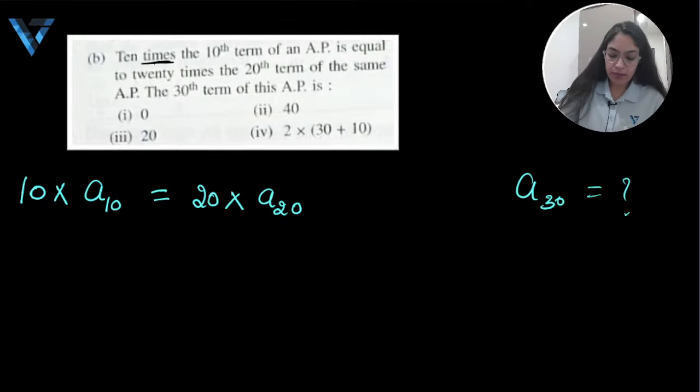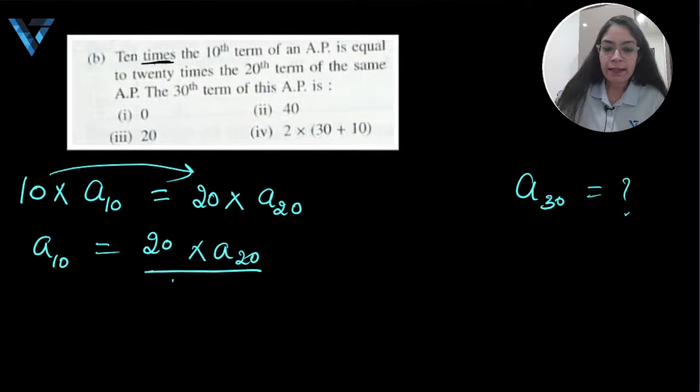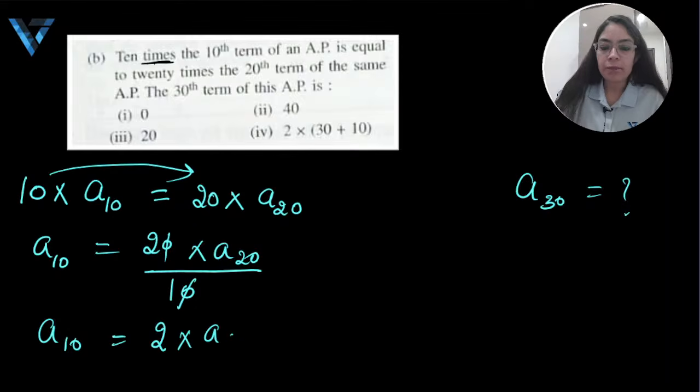So we have to find the 30th term. Again, the same thing we will do. We'll write the formulas for A10 and A20. So 10 into A10 equals 20 into A20. If you want, you can shift the 10 to this side because they are getting multiplied, so it will get divided here. So A10 is equals to 20 into A20 by 10. Here we can cancel. So A10 is equals to 2 into A20.